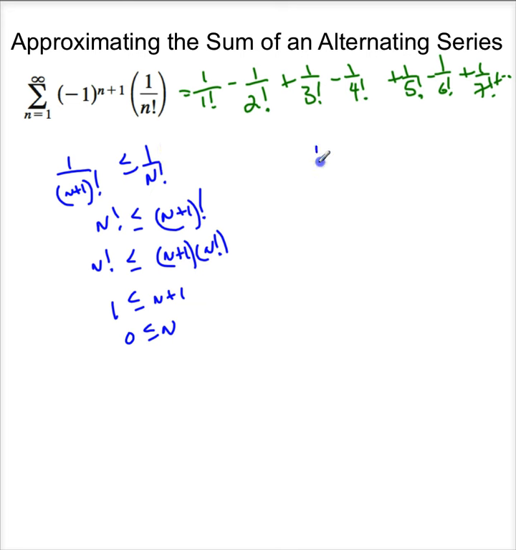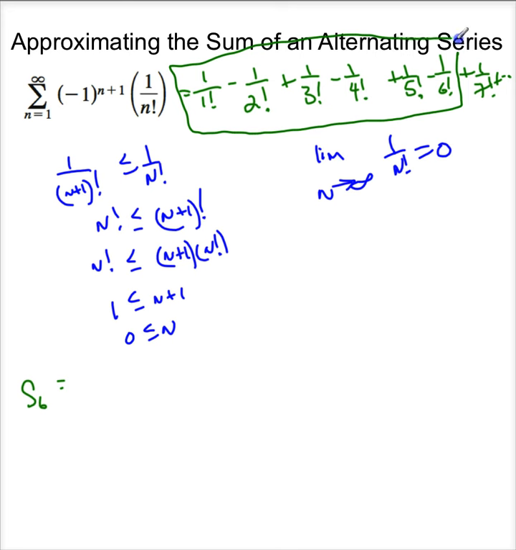The next thing we need to do is check the limit as n approaches infinity of 1 over n factorial, and that is indeed 0. So the series does converge by the alternating series test. Now, suppose we want the first 6 terms. What is S6? Well, that's the sum of my first 6 terms, 1, 2, 3, 4, 5, 6. So I'm going to add up these 6 terms right here.